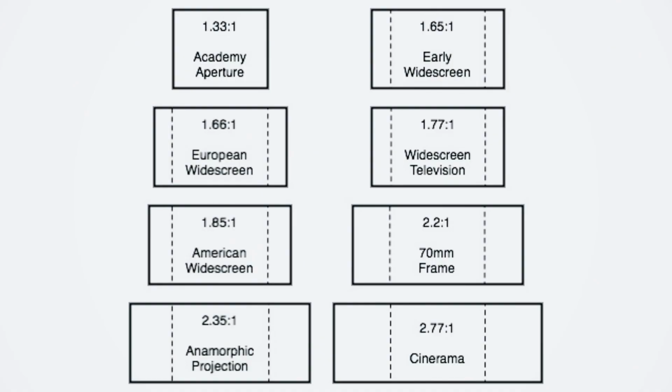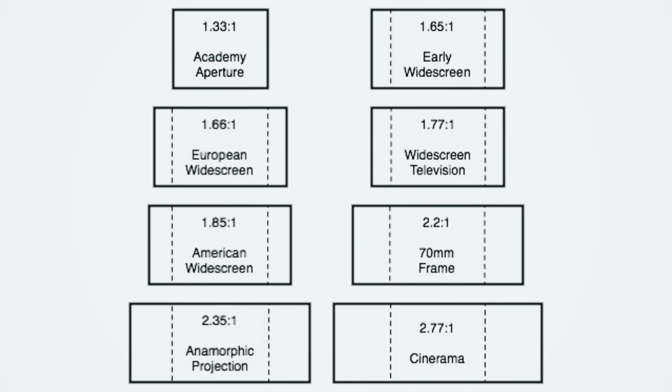So let's begin by talking about what aspect ratio actually is. Aspect ratio refers to how the image looks on screen. It's the ratio between the width of the image to the height of the image. There are several aspect ratios ranging from 1.33 back in 1932 to the widescreen that was popularized during the 1950s.